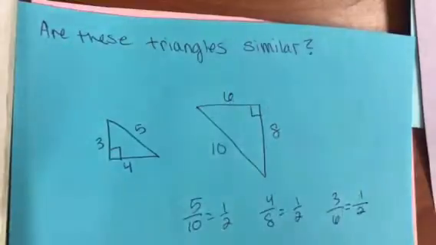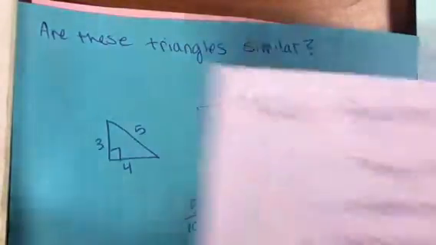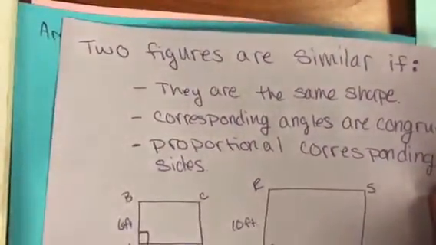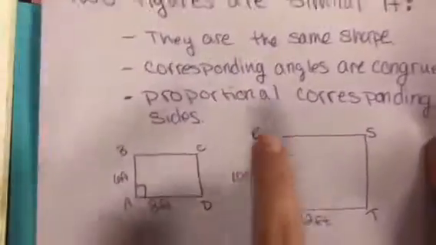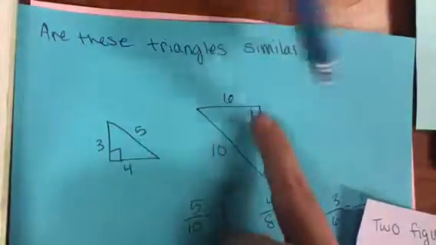So are these triangles similar? They have the same shape? Yes. Corresponding angles. This one corresponds with this one.